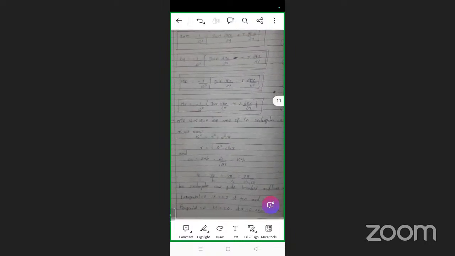Next, now we will solve the constant term. What is the constant term here? The constant term is Kc square.